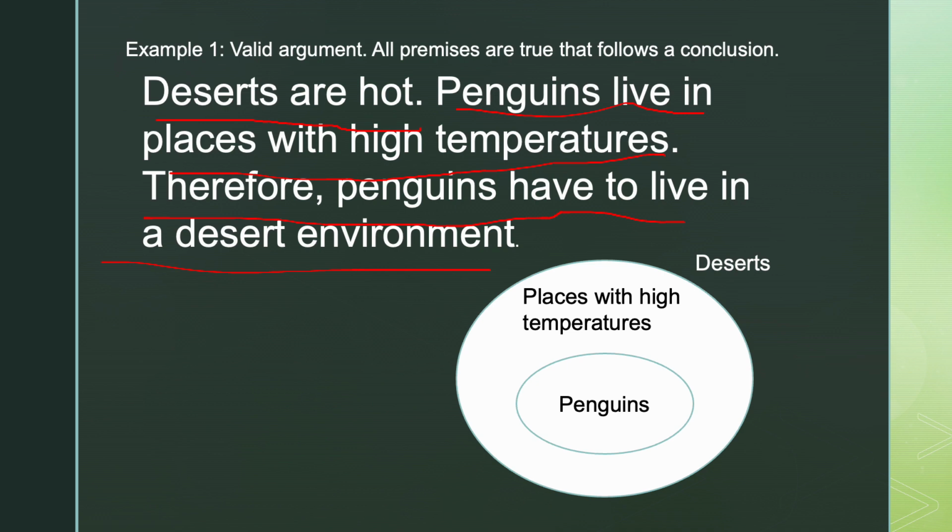For this diagram, I put deserts outside of the diagram because deserts cover this whole space. Since deserts are hot, or rather are places with high temperatures, and penguins live in those places with high temperatures, that makes this argument valid and sound as well.